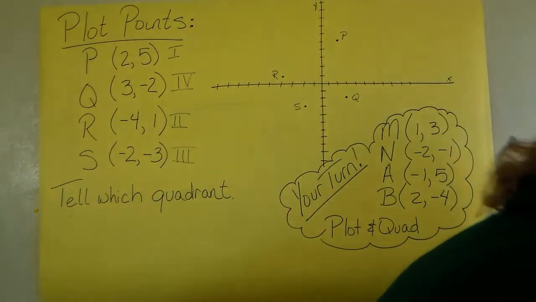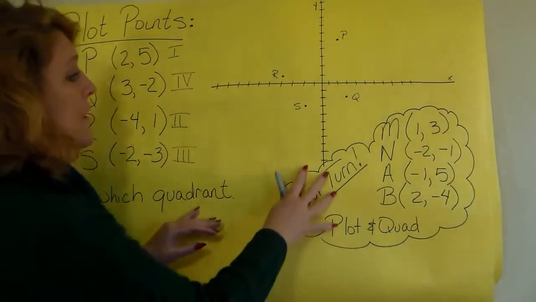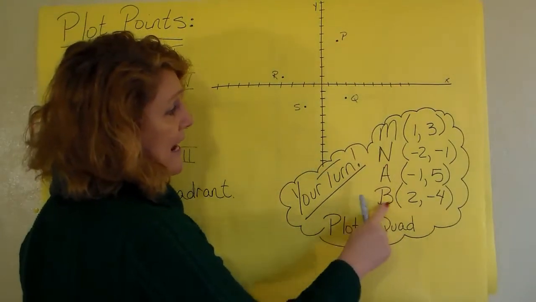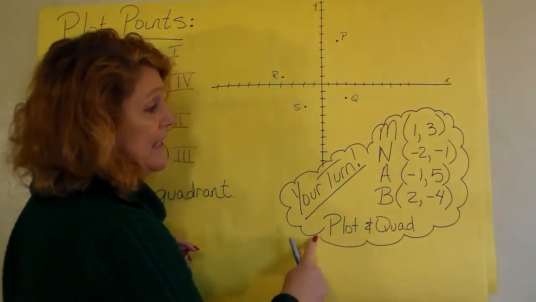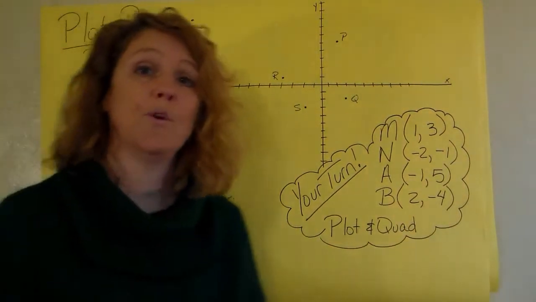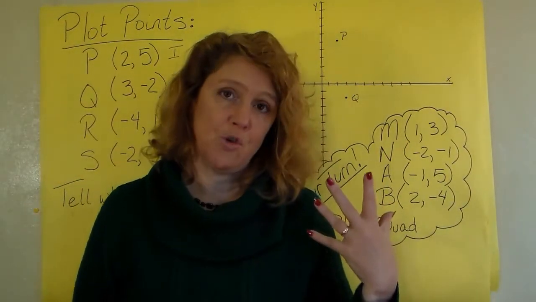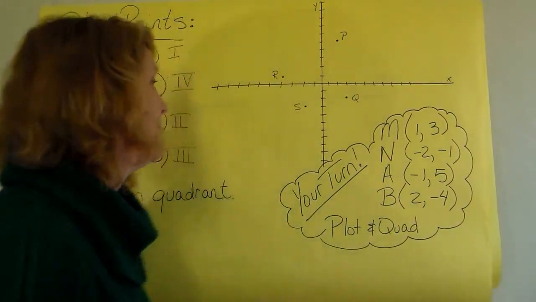So, your turn. You're going to do M, N, A, and B. You're going to plot these points and tell me what quadrant they're in. So push pause for a moment, give it a try, and come back.